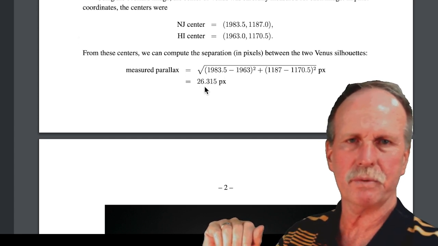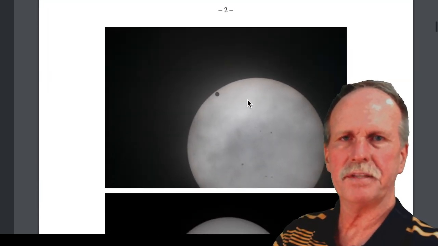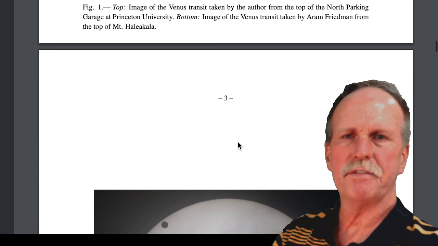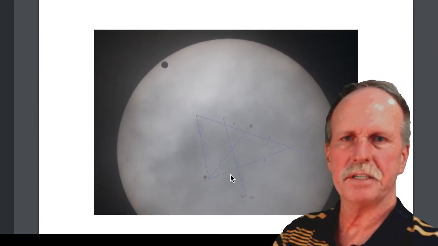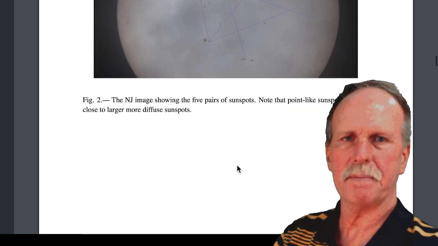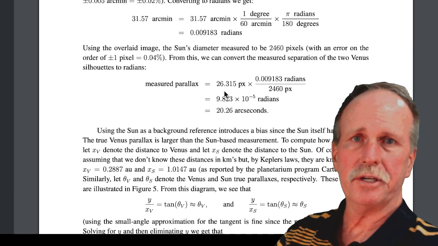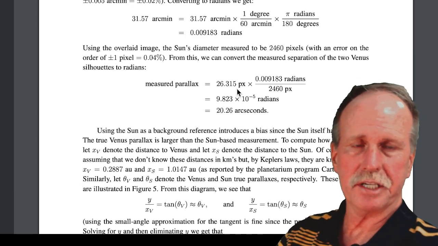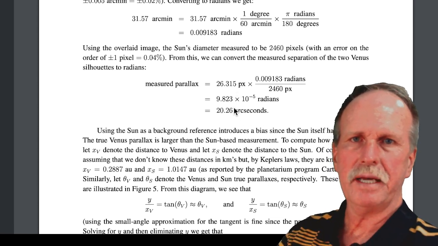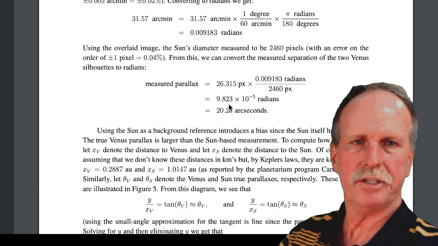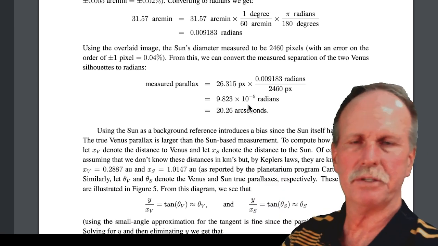It was 26.3 pixels. Then what he did was he looked at the width of the sun, and he converted the number of pixels to arc seconds. Here's him lining up the sunspots to make sure everything lined up properly. This is the measured parallax that he was able to get. He took the measured parallax, 26.315 pixels between the two silhouettes of Venus, and came up with 9.823 times 10 to the negative 5 radians. That's the separation between the two.